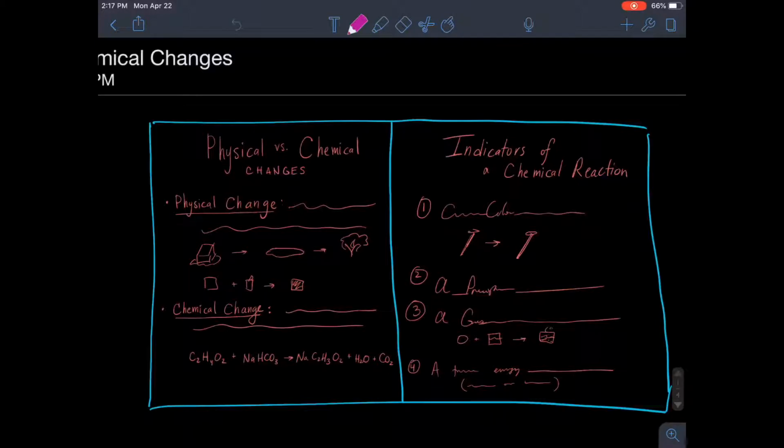Let's get back into it and let's learn about the difference between a physical and a chemical change. Changes. Physical or chemical? You be the judge. So we need a page to define the difference between a physical change and a chemical change. And then we're going to use another page in order to list the 4 primary indicators that a chemical reaction has occurred.